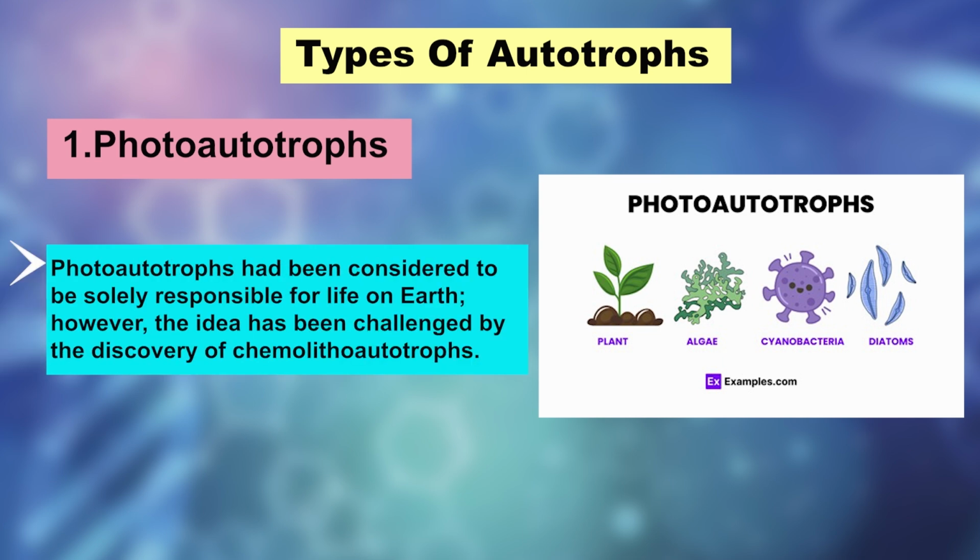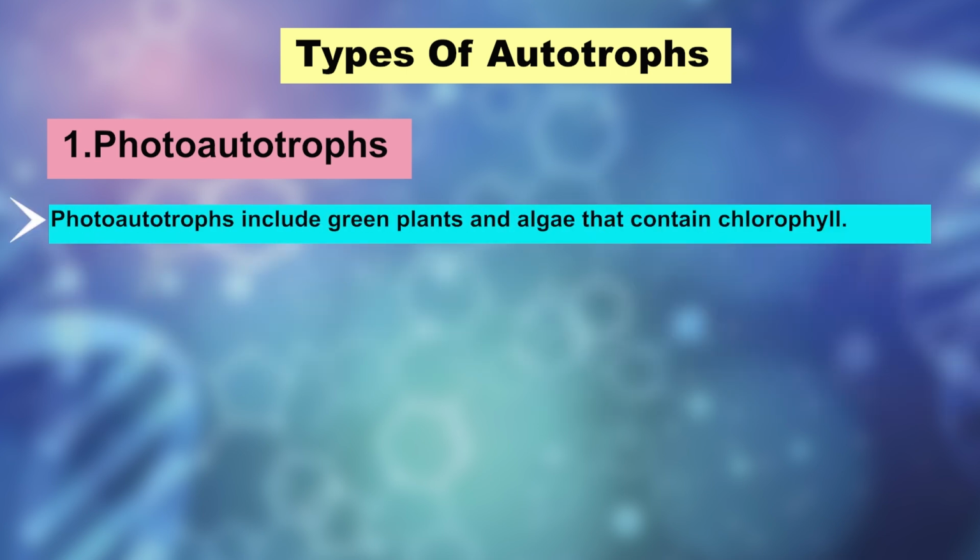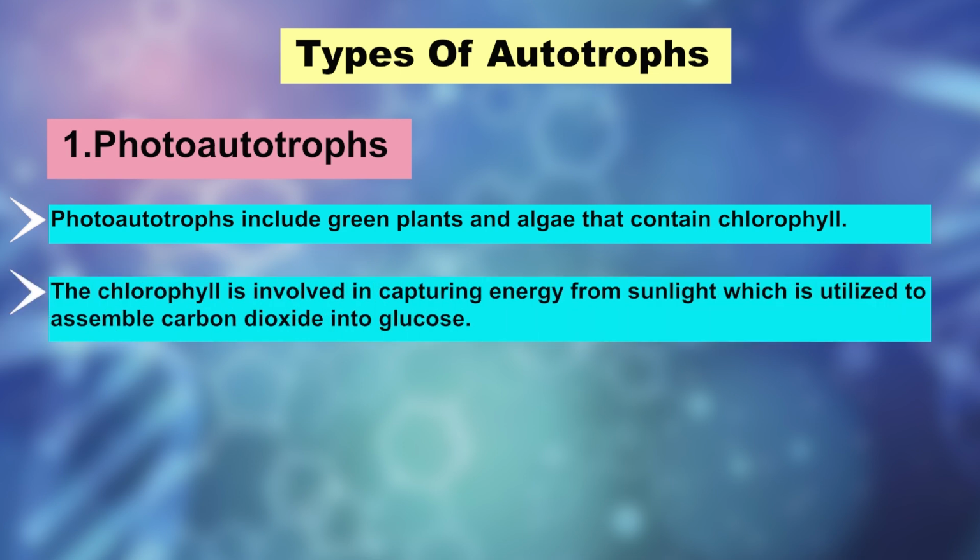Photoautotrophs had initially been considered to be solely responsible for life on earth, but this idea has been challenged by the discovery of chemolithoautotrophs. Now, let us look into what chemolithoautotrophs are. But before that, photoautotrophs also include green plants and algae that contain chlorophyll. The chlorophyll is involved in capturing energy from sunlight, which is utilized to assemble carbon dioxide into glucose.